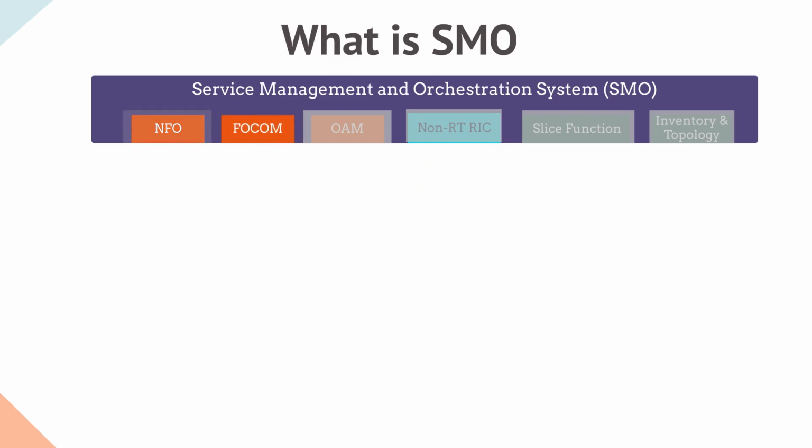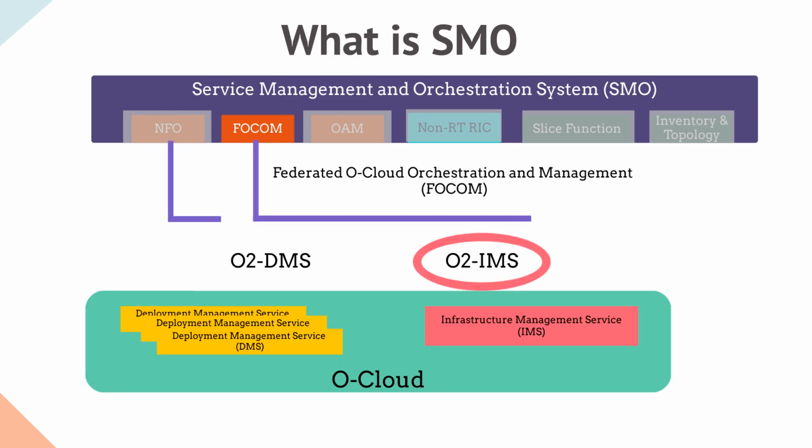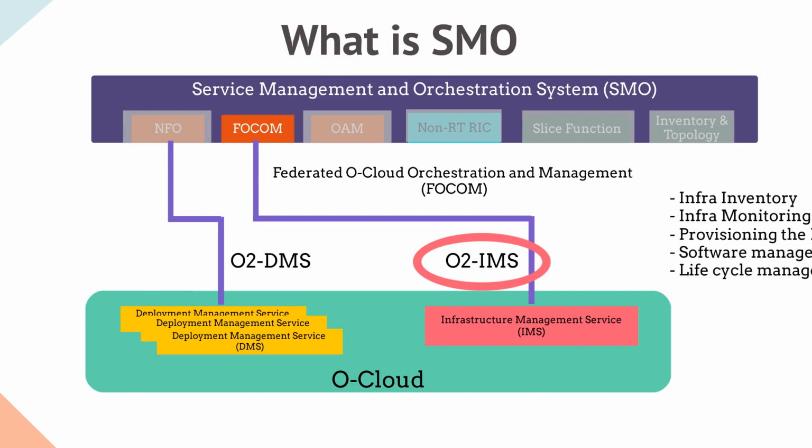Now, let's move to the next component of the SMO, which is FOCOM. Like NFO was taking care of network function orchestration and management, here FOCOM takes care of cloud resource orchestration and management over the O2 IMS interface. The FOCOM is responsible for accounting and asset management of the resources in the cloud. Here are the main capabilities of FOCOM towards cloud.